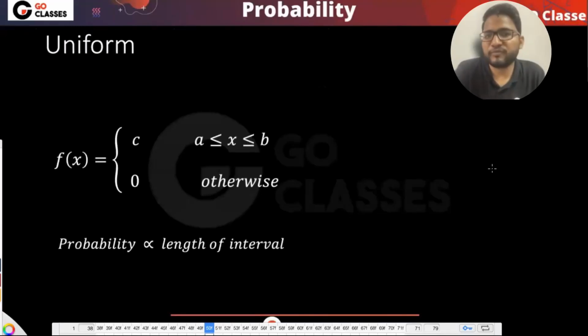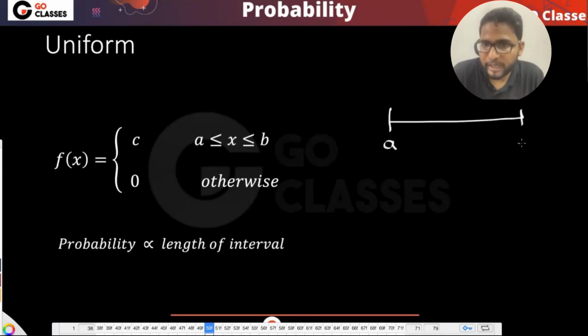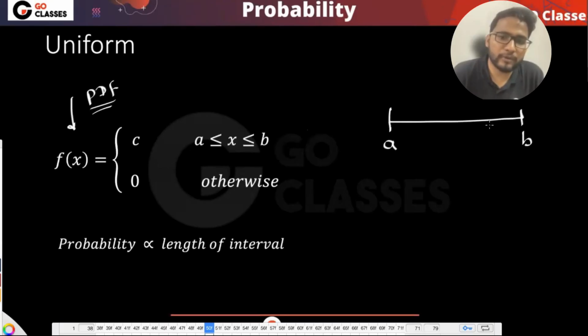Let's just see the first continuous distribution, which is the uniform distribution. It says that given any range, maybe in between A to B, you are having a non-zero PDF, which is a probability density function. In between A to B you are having non-zero, and for every other value it is zero.